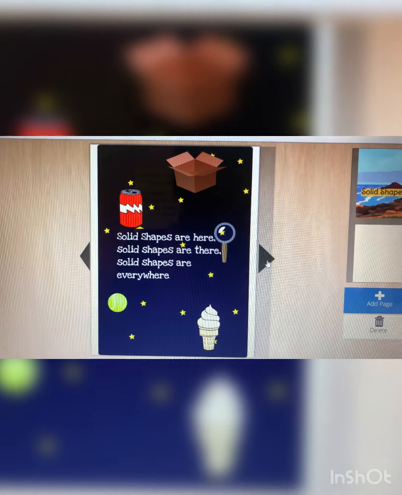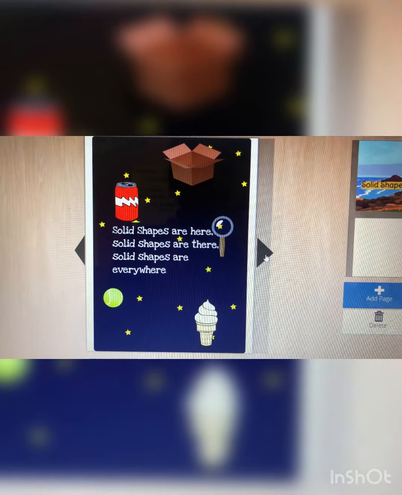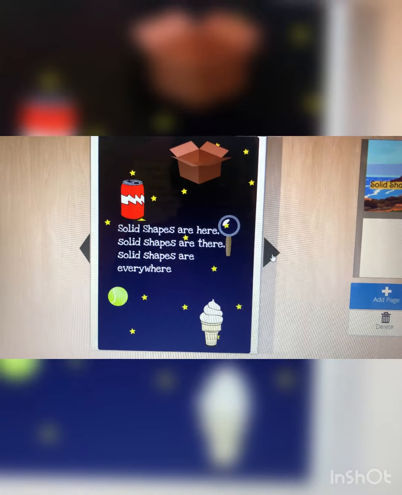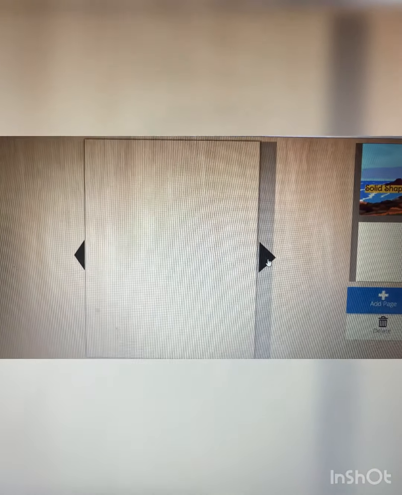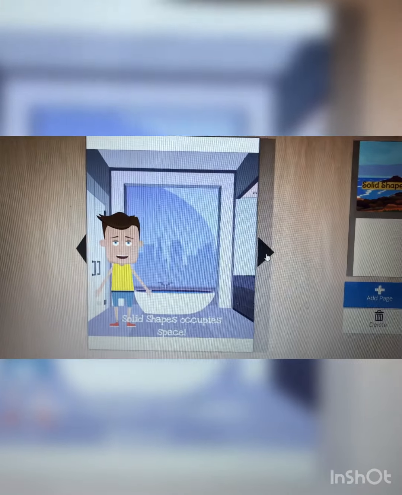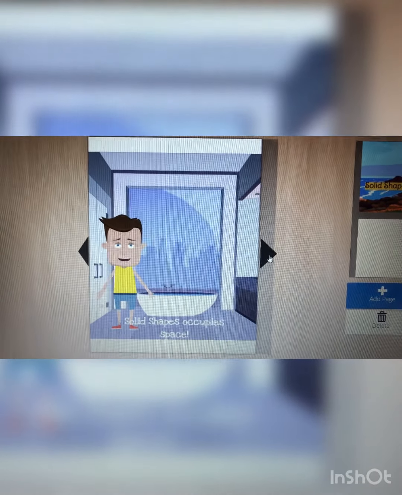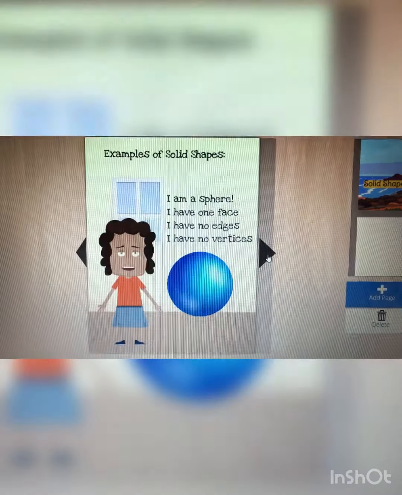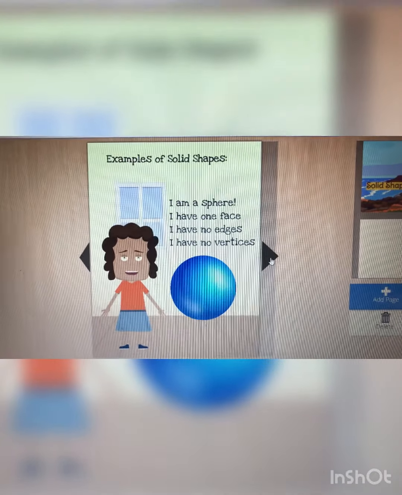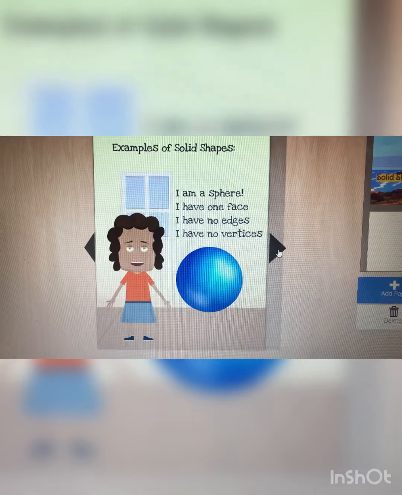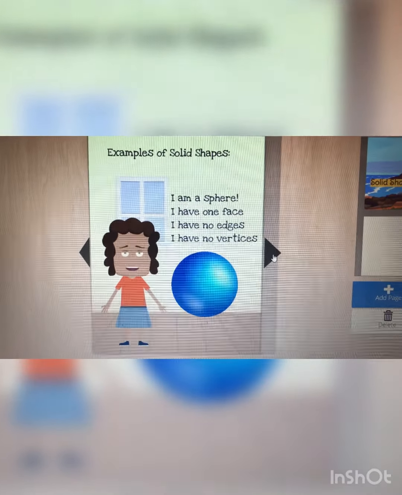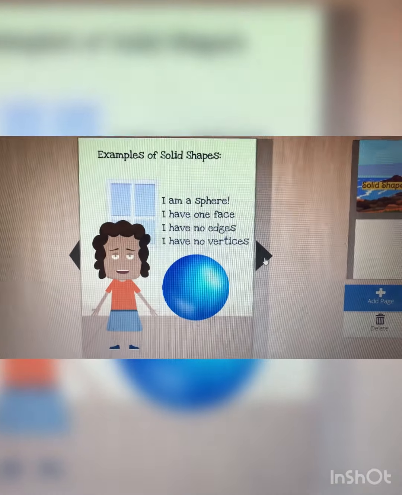Solid shapes are here, solid shapes are there, solid shapes are everywhere. Solid shapes occupy space. Examples of solid shapes. I am a sphere. I have one face. I have no edges. I have no vertices.